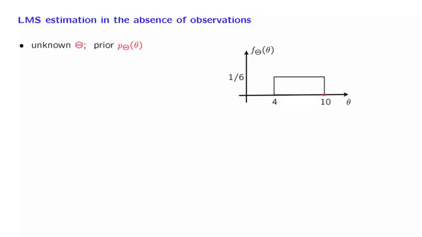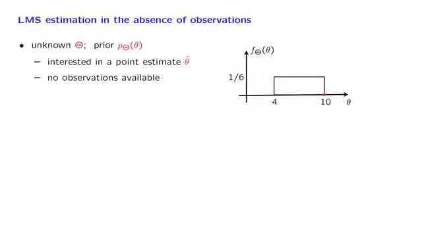We would like to estimate this random variable. We're interested in a point estimate. However, we look at the very special case where there are no observations available. All that we have is this probability distribution. How do we estimate this random variable? Well, we can use the rules that we have already developed.